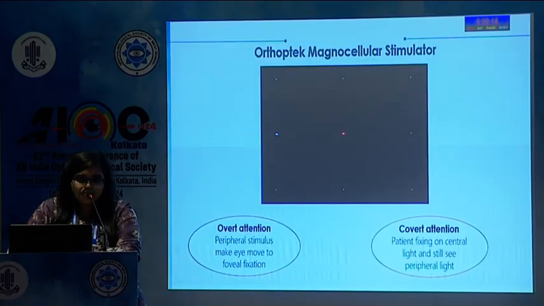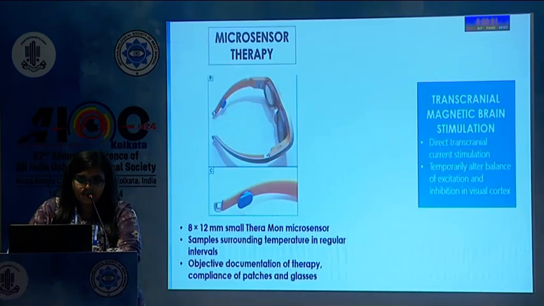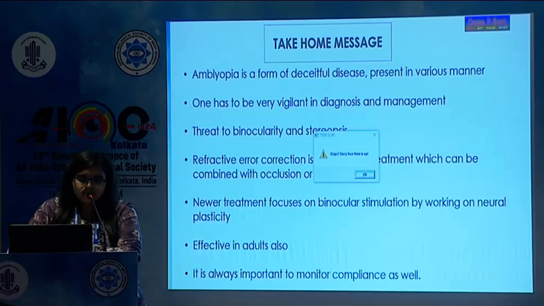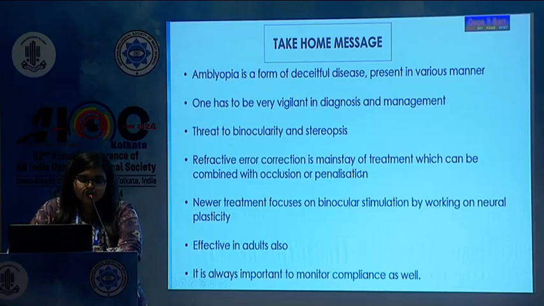Further, the orthoptic magnocellular stimulator. In the amblyopic eye, there is attention deficiency, so the orthoptic magnocellular stimulator is used to address that part of the treatment. In newer advances in amblyopia, we want to treat with binocular stimulation, and newer treatment focuses on binocular stimulation by working on neural plasticity. Thank you.